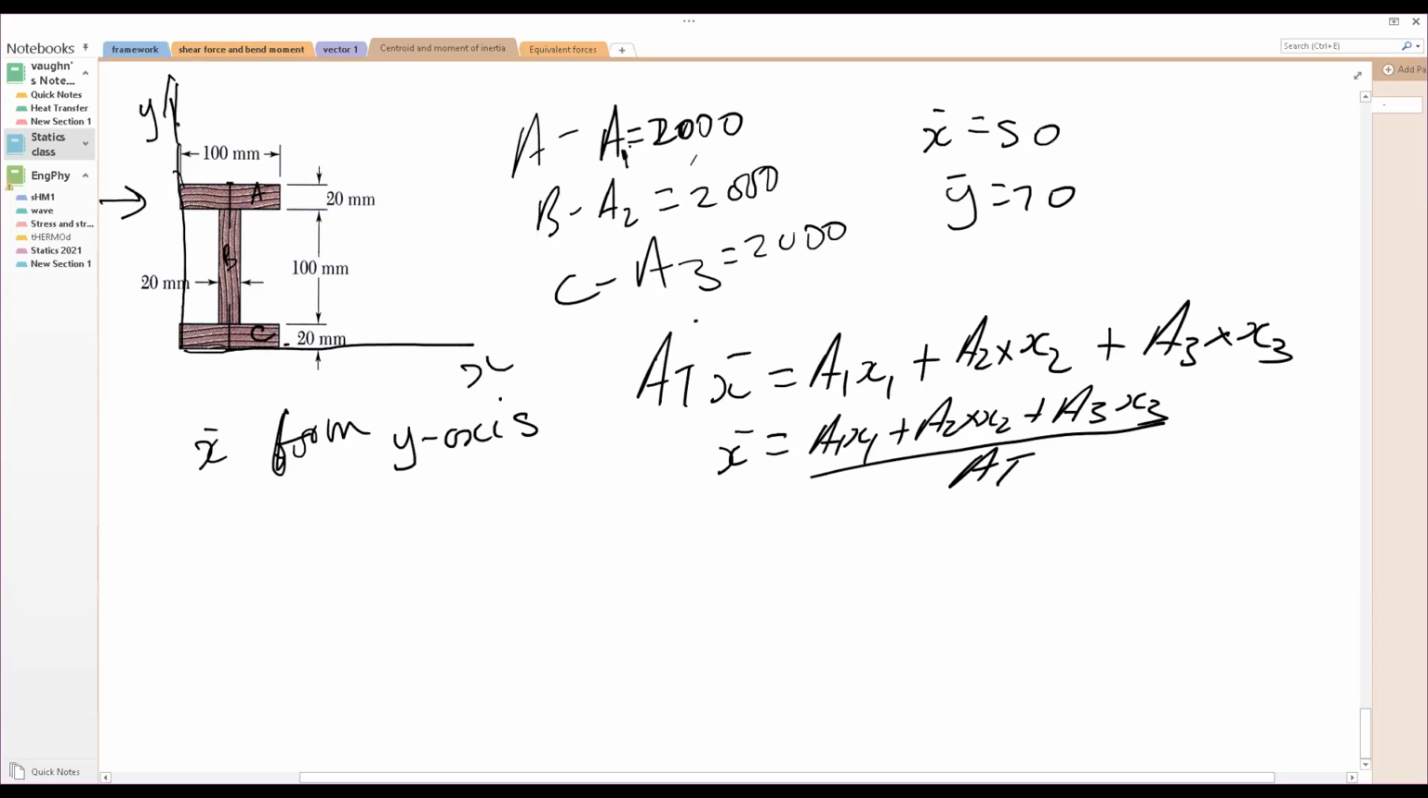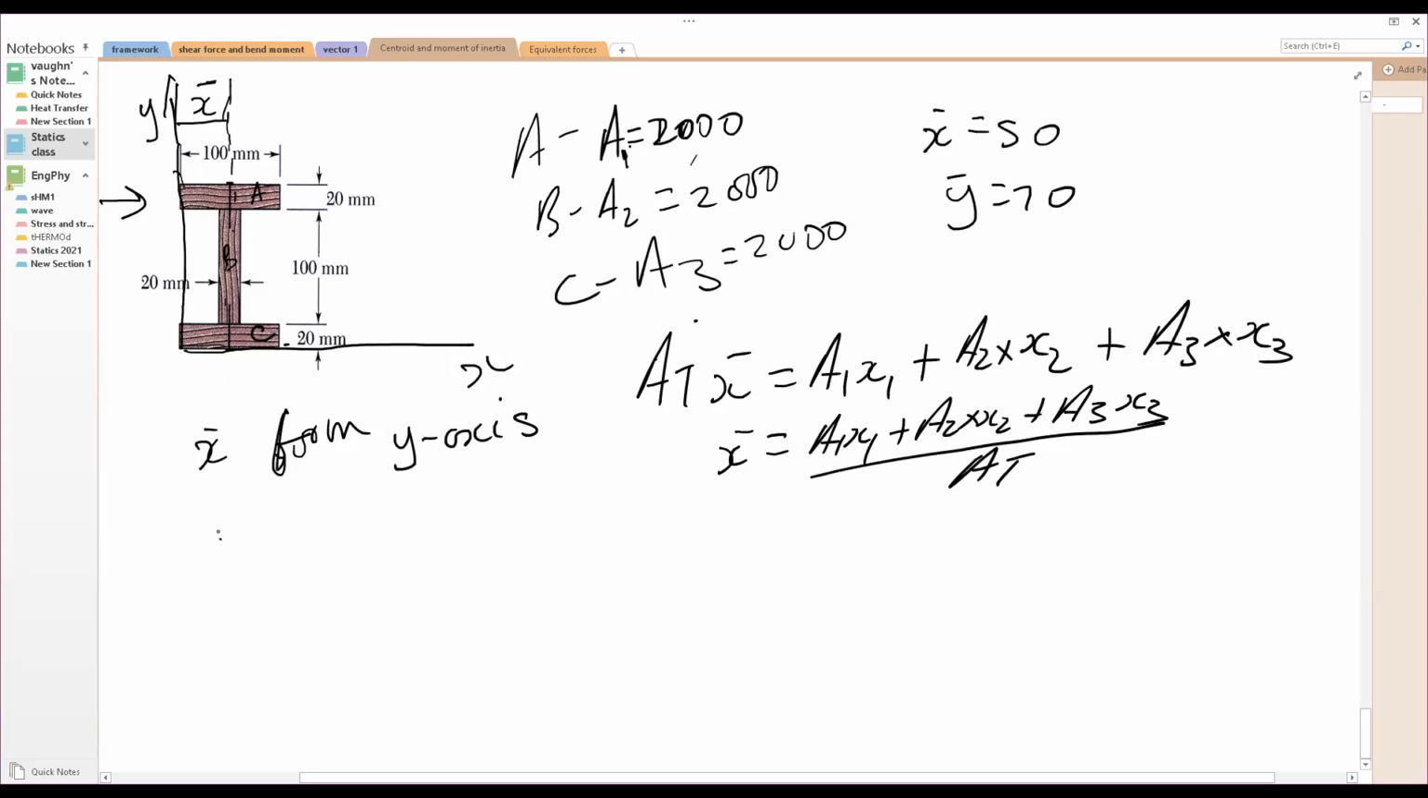Because X bar is actually this way. Some line running through here is X bar. If it's not symmetrical, in this case it is symmetrical, but suppose it's not, you should be able to calculate it just the same, right? You could use a table, and I'll remind you how to use a table for a composite figure, but we haven't reached there.